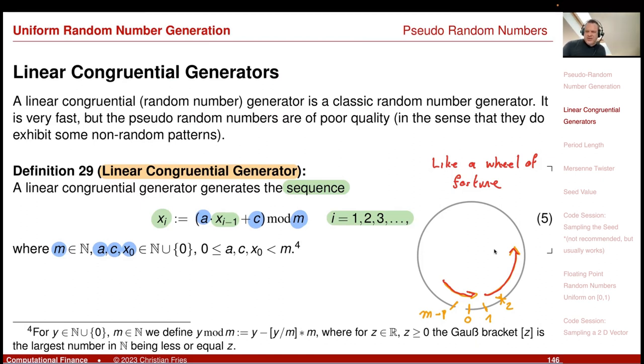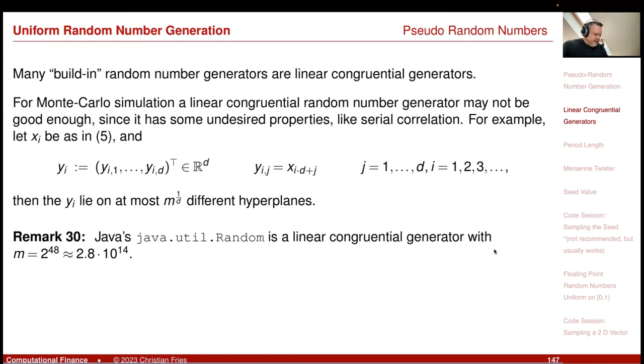This generator looks very simple, but a sequence generated with this algorithm looks, for suitable parameters, already quite random. So many built-in random number generators are linear congruential generators. For example, Java util Random is a linear congruential generator where the parameter m is 2 to the power of 48, so about 10 to the 14, and a and c are also given. If we look it up, a is also quite a large number.